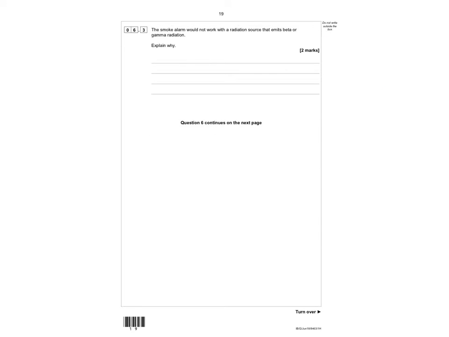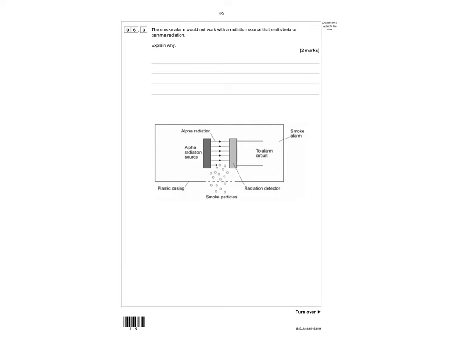For question 6.3, the smoke alarm would not work with a radiation source that emits beta or gamma radiation. Explain why. Well, at this point, let's just look at the picture. So the reason that alpha radiation works is because it's so easily absorbed by particles. It's so highly ionizing, it's got a high charge of +2, so anything that it hits, it will react with. Whereas beta, we said earlier that it's a fast moving electron, it has a charge of -1. Gamma has no charge, and because it has no charge, it will pass through and penetrate through absolutely anything. It takes really thick lead or thick concrete in order to absorb the radiation. And then beta's in the middle. You need a few millimetres of aluminium.